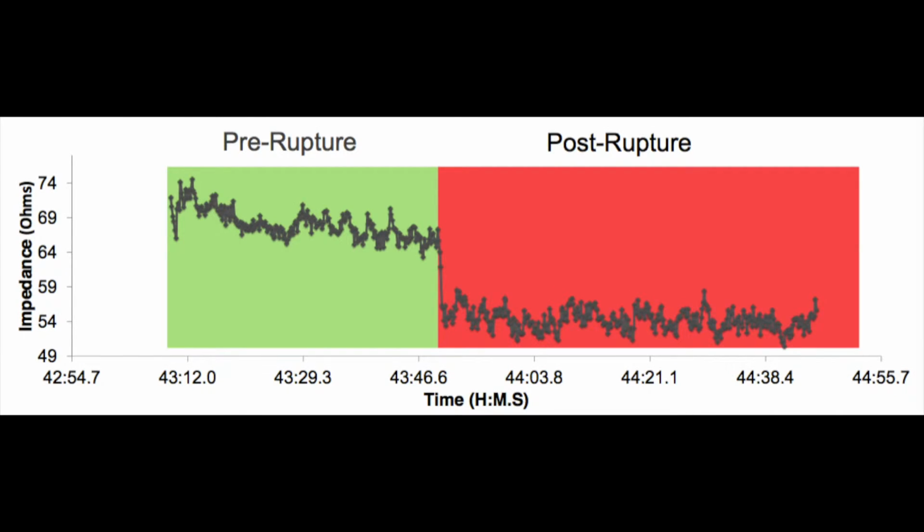Finally, we have performed 2 sheep studies, which resulted in the successful detection of aortic ruptures. As you can see, the impedance of the aorta before rupture was around 80 ohms, and after was 50 ohms. That's a 40% decrease. AAA is a dangerous disease and close monitoring is critical.